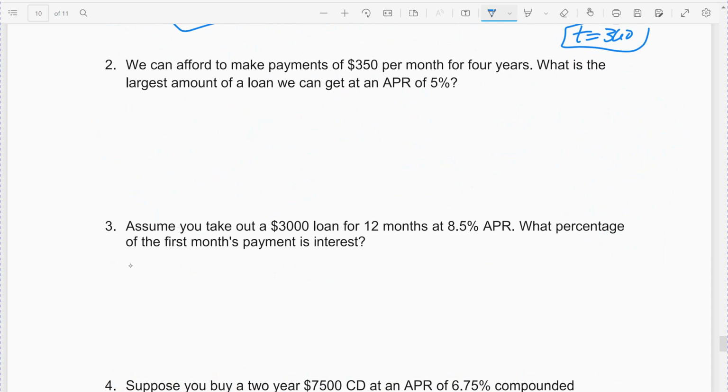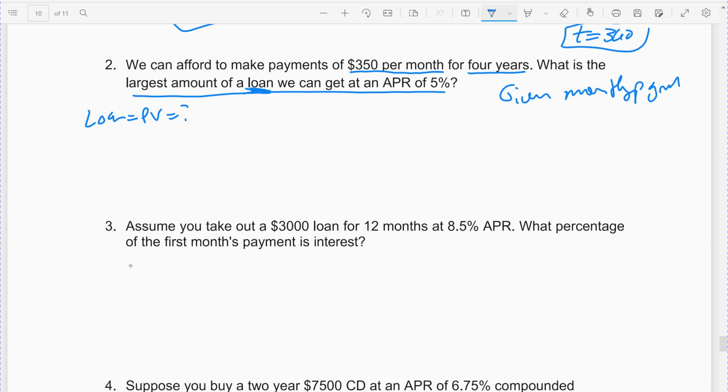This is another one where they're giving you the payments. You can make $350 payments per month for 4 years. What's the largest amount that you can borrow? What's the largest loan you can get if your APR is 5%? So again, you're asked to find the loan amount, the present value, the amount borrowed. You're given the monthly payments, which is 350.